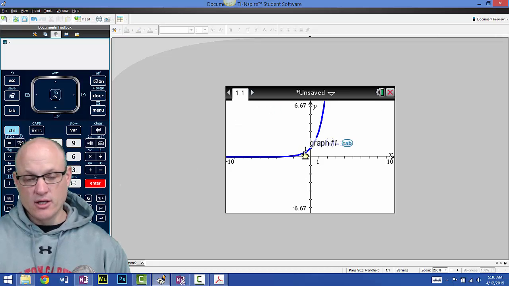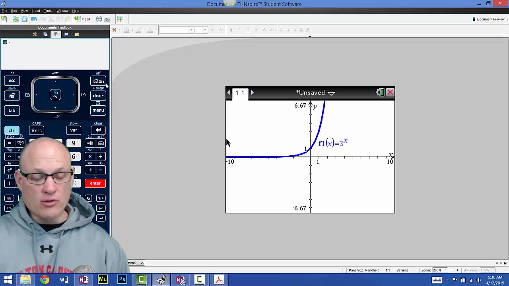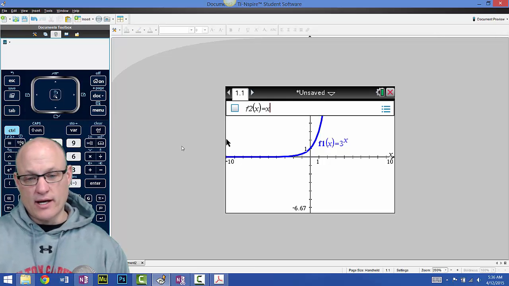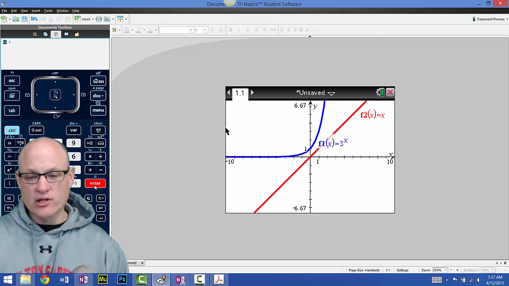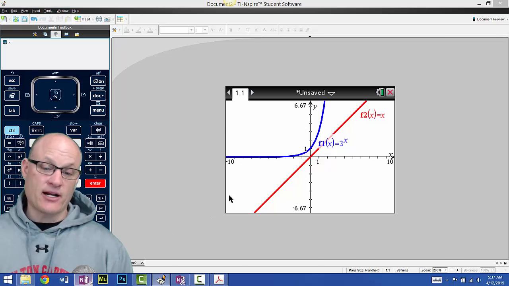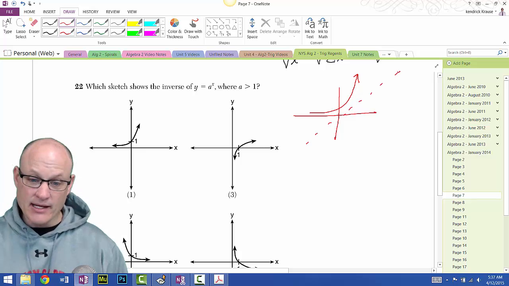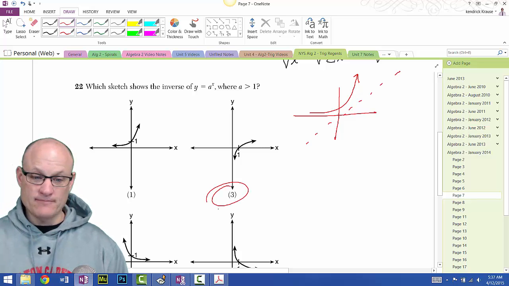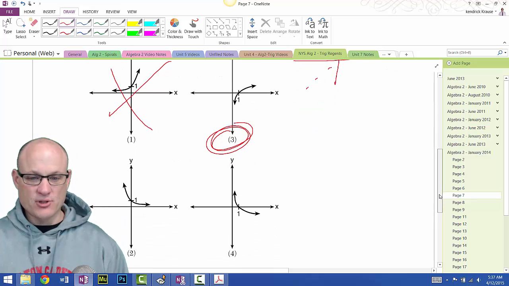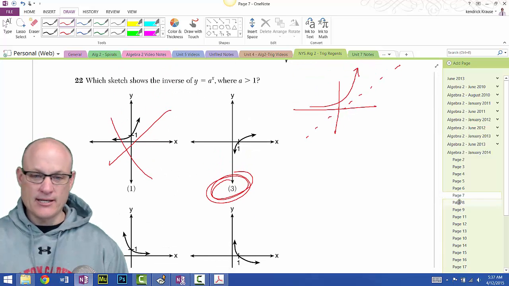Look, there it is. And if you remember correctly, inverses are reflections over the line y equals x. So I'm going to graph the line y equals x here and put that in. There's the line y equals x. Well, where would the inverse be? It would be the reflection over that. So when I go back in my test and I look, which one is the reflection over this line? This is the reflection over that line. This is the function. And these two aren't right. So choice 3. Moving on.